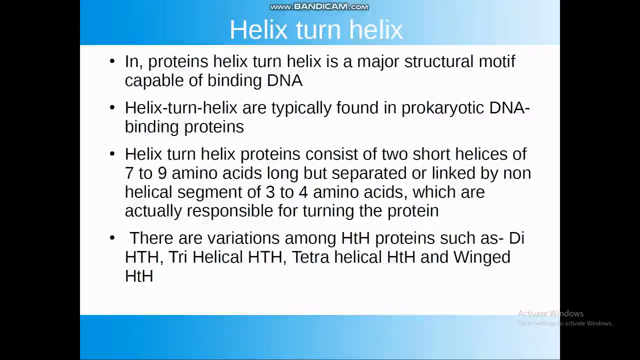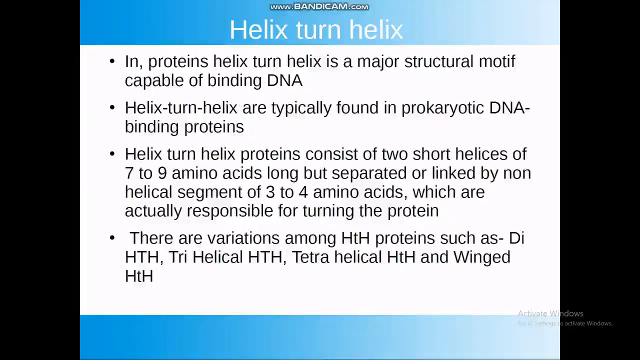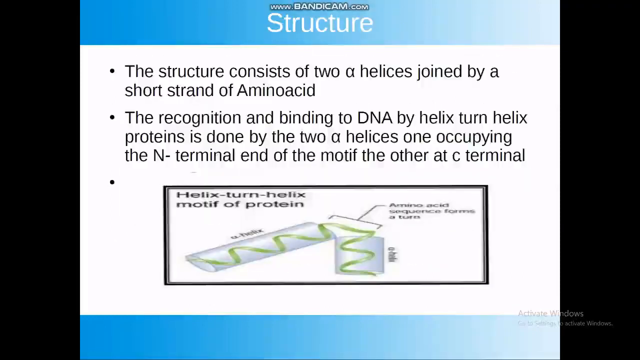As the structure shown in this slide, the helix turn helix motif consists of two alpha helices. There are variations among helix turn helix proteins such as di HTH, trihelical HTH, tetrahelical HTH and winged HTH. The structure consists of two alpha helices joined by a short strand of amino acids. In between there is an amino acid sequence forming a turn.